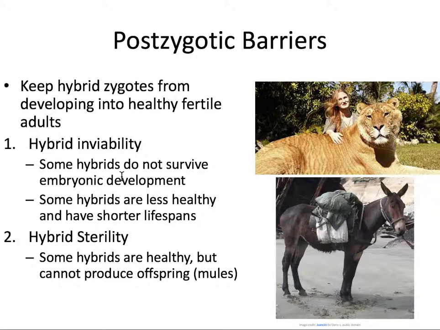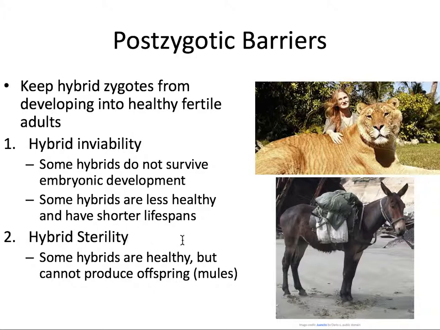Sometimes the embryo does survive, but the hybrids are less healthy and they have shorter lifespans, therefore less likelihood of reproducing. Here is the liger made from the tiger and the lion. And the liger has a shorter life and a lot of health problems that neither of its parents has. The other thing that happens post-zygotic barrier-wise is hybrid sterility. Many hybrids are sterile, meaning they can't reproduce. They might be super healthy, but they can't have young.